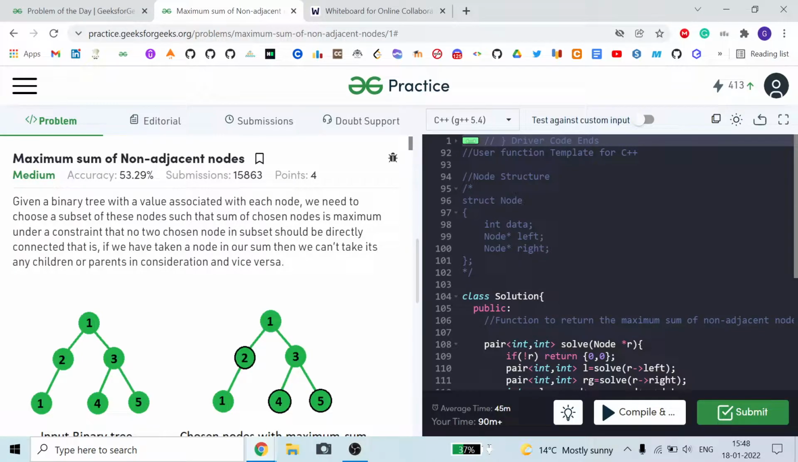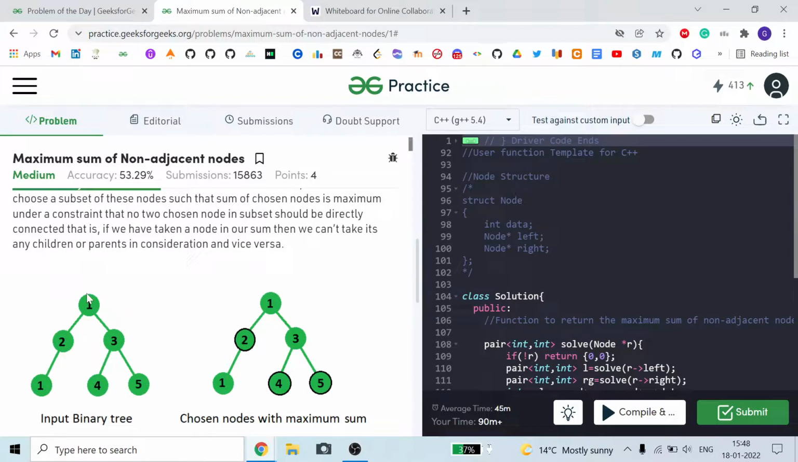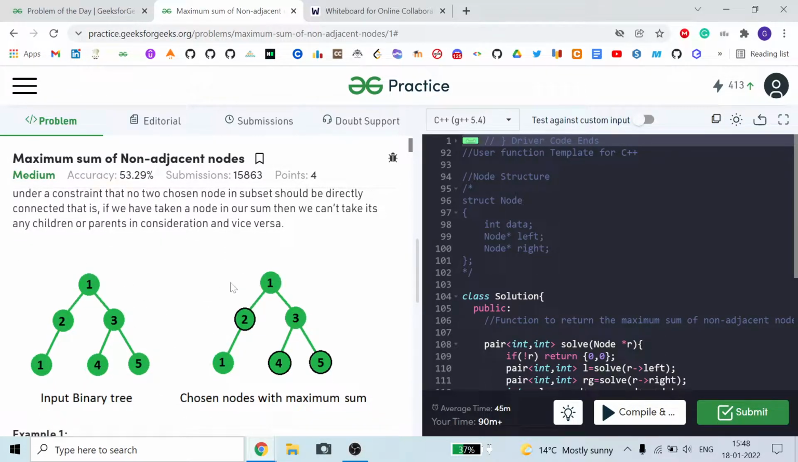So the problem description states that we are given a binary tree with a value, which simply means we are given a tree, and we have to find the sum of nodes that are non-adjacent. With this one we can take any of these numbers 1, 4 or 5. With this 2 we can take 1. With this 3 I cannot take 4 and 5 and 1. With this 2 I cannot take 1 and 1. So, we cannot take nodes that are connected by the same edge. Here we cannot take these two nodes, we can only take one node from an edge.